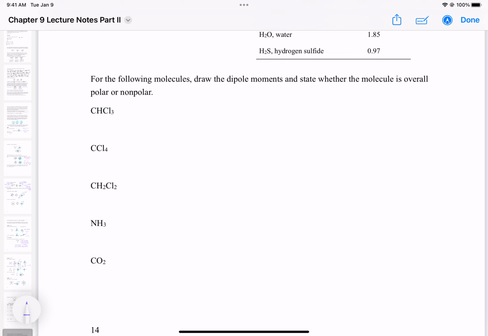So for the molecules we have here, let's draw the dipole moments and state whether the molecule is overall polar or nonpolar. We'll go into exactly how to do this. So let's draw CHCl3. Carbon is the central atom here. Hydrogen will be one of the bonds, and then we have three chlorine atoms. So that's how chloroform should look.